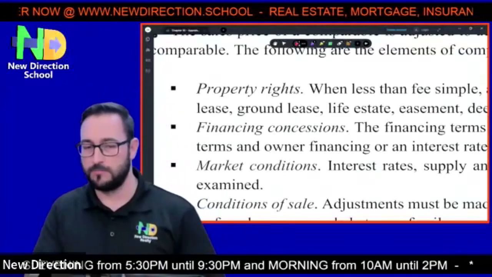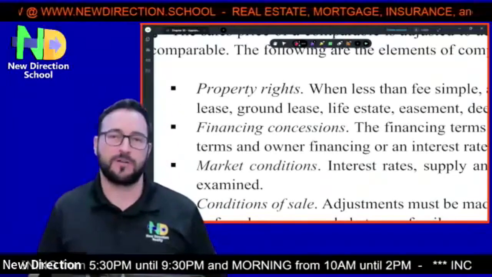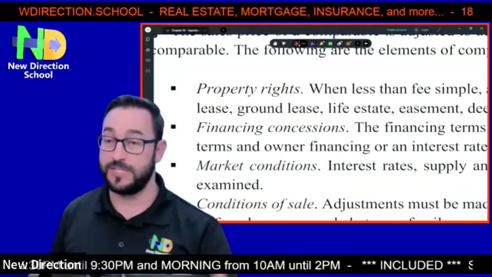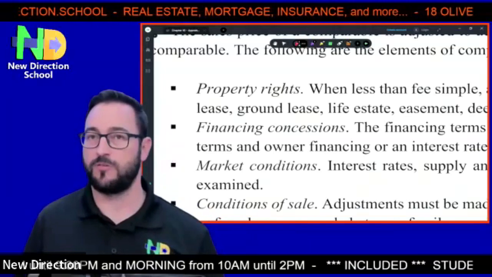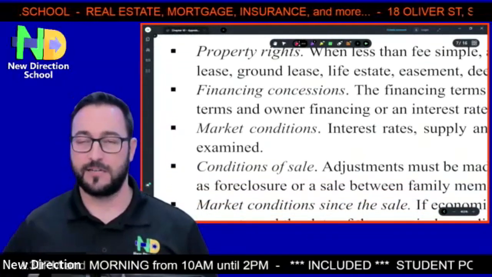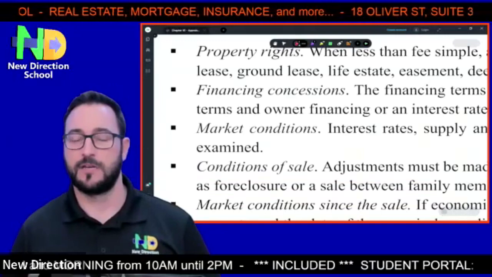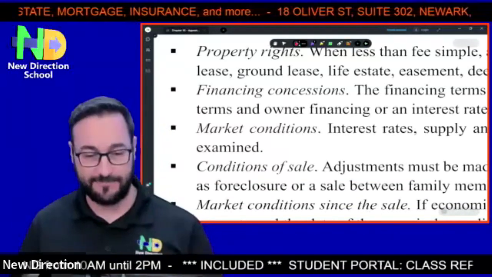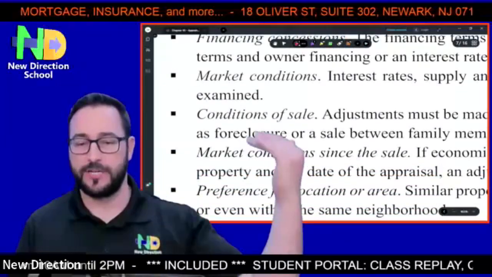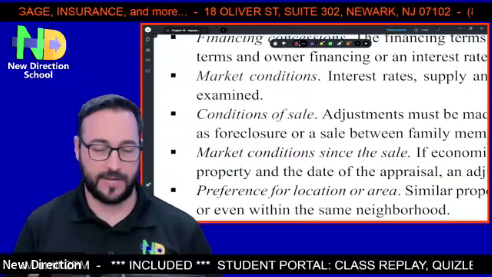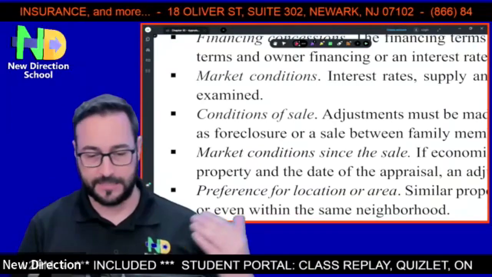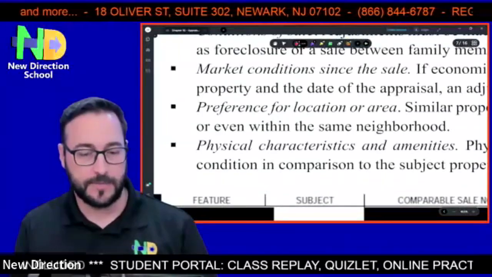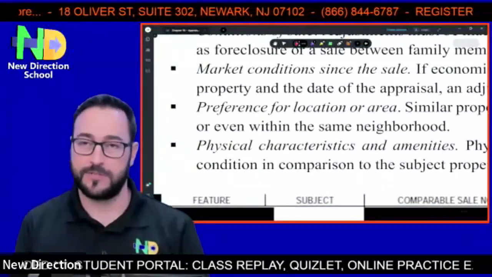We already went over all of these, so I'm not going to go into detail. Property rights: you've got to know who's entitled to sell, who's not, if there's a lease, if there's no lease, all that stuff. There are easements or encumbrances, which all affect the property. Financing concessions: we talked about the arm's length transaction, not any undue stress, which affects the value. Market conditions, interest rates up and down, supply and demand, all affect the value. We talked about the conditions of the sale, if it was a foreclosure, if it was a regular sale, and so on. Location and physical characteristics, we talked about.